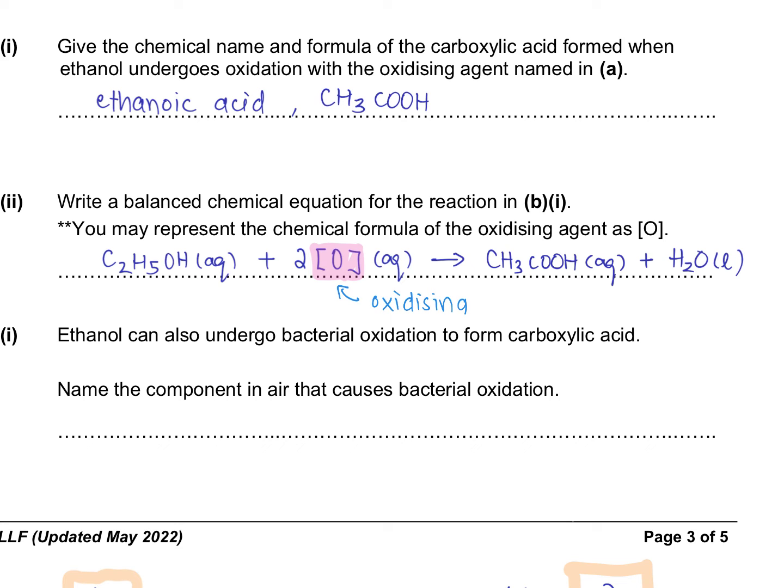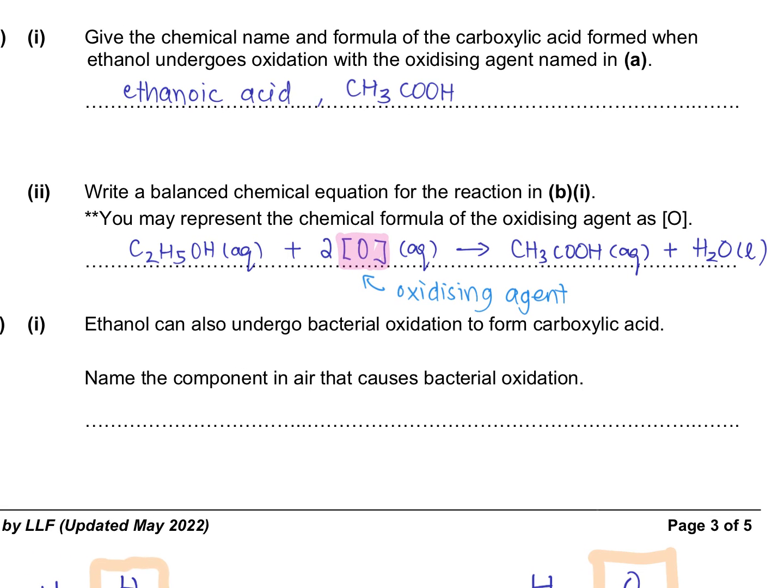If you put in KMnO4, then you're going to end up with many other side products, which makes the formula very complicated to understand. So to simplify it, you just put a bracket O. Only when you use your potassium manganate(VII) solution as the oxidizing agent for this reaction do you represent it with a bracket O. Okay, so this is oxidation using the chemical in the laboratory.